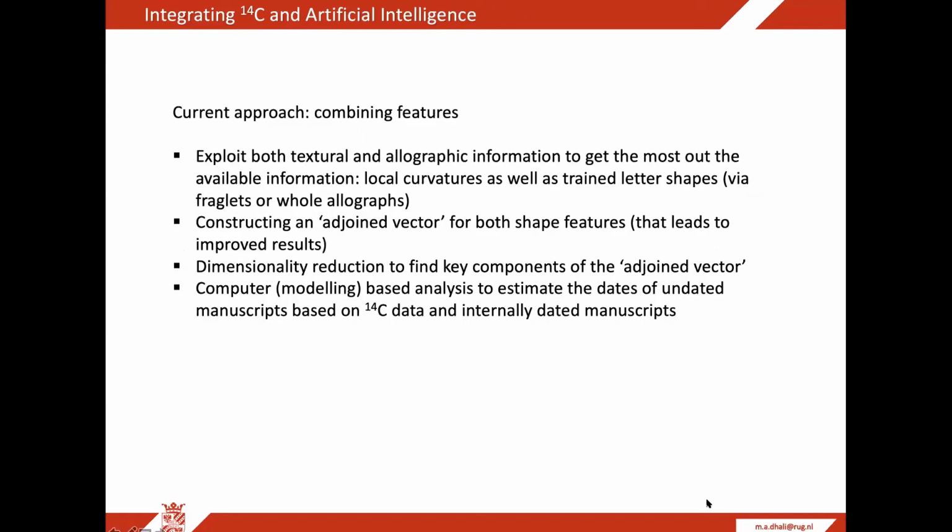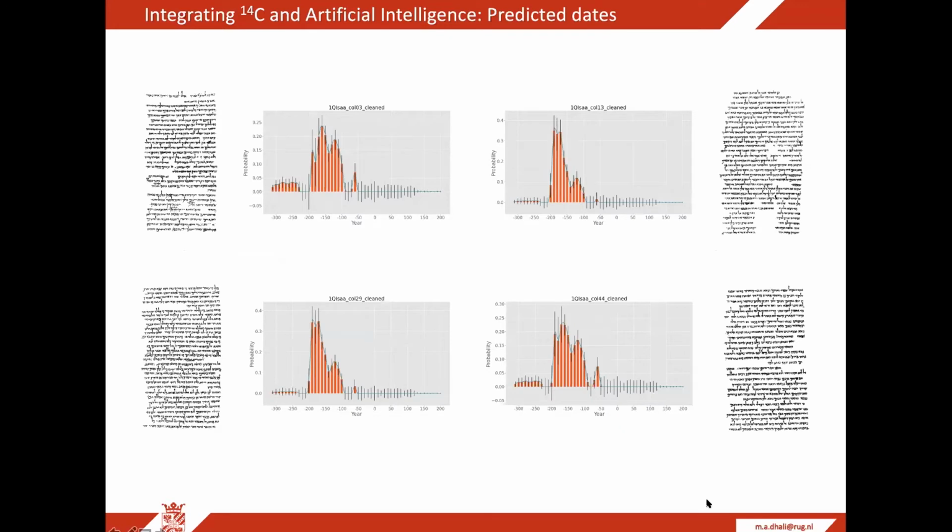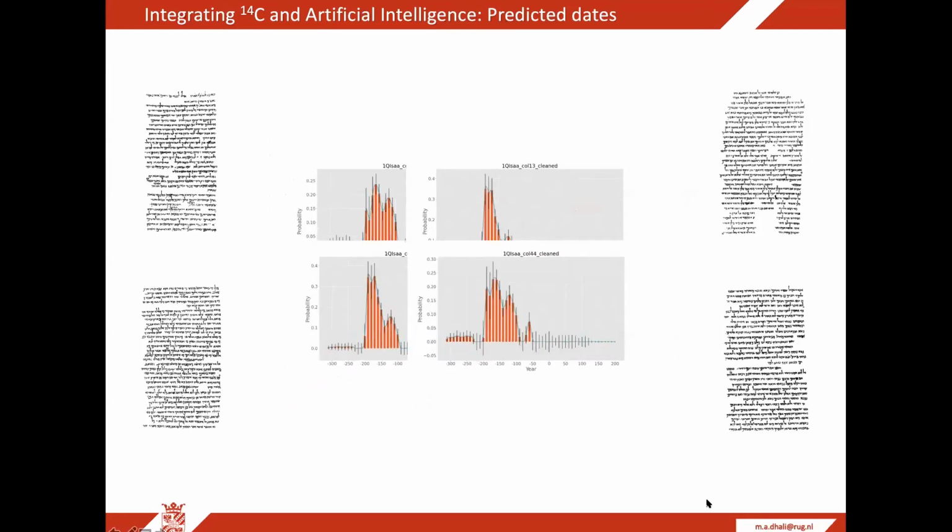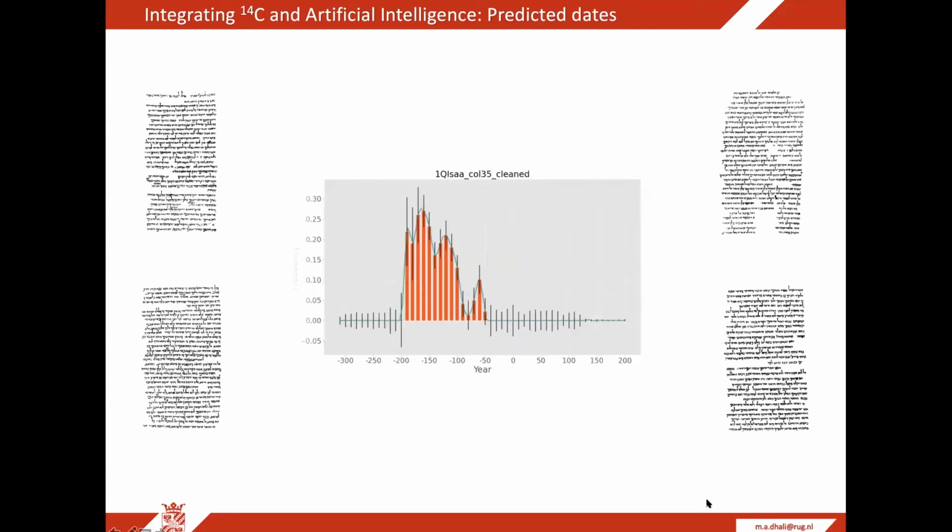So we do feature calculation like we do in writer identification, and then we do a bit of computer modeling based analysis to estimate the undated manuscripts. Just to give you an example of one QI there. These are random columns: column 3, 13, 29, and 44. For each of the columns, we get a prediction. Then for all the 54 columns, we see what the predictions are, taking the whole thing together.